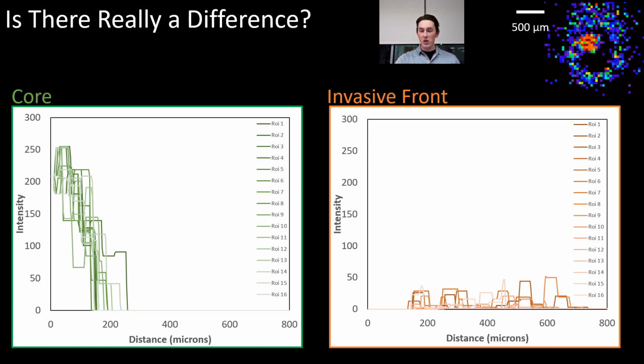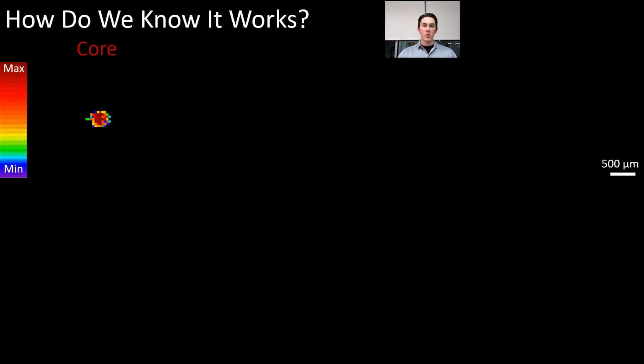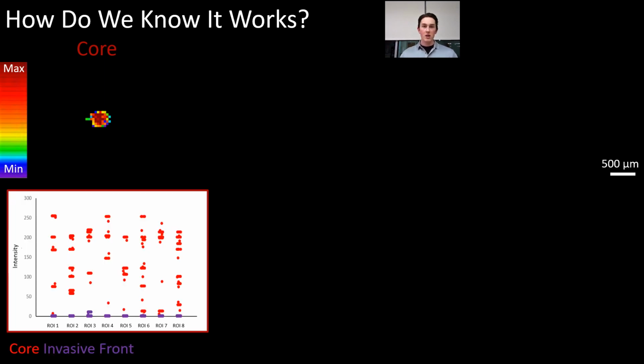So how do we know that our code actually works? We can take different samples of images and look at them separately. So for this core image, there's no invasive front. The signal's relatively strong, so when we look at a graph, we see that the signal's only coming from the core, and there's no signal in the invasive front because there is no invasive front.